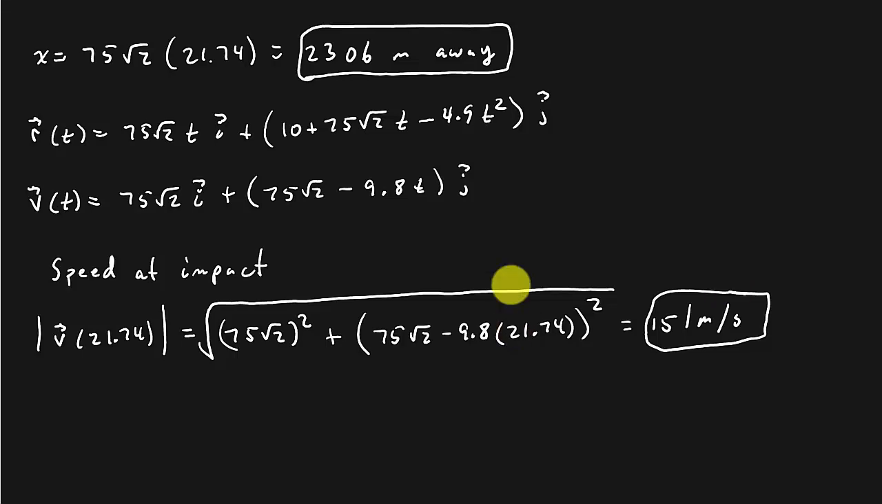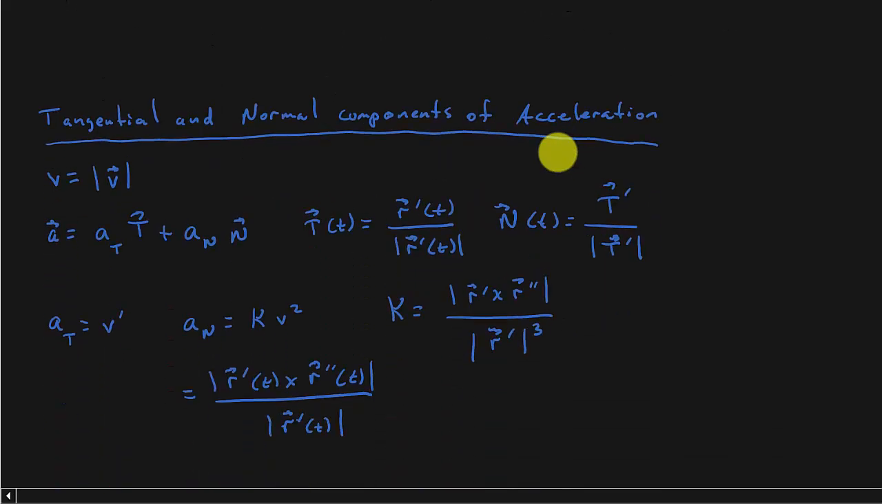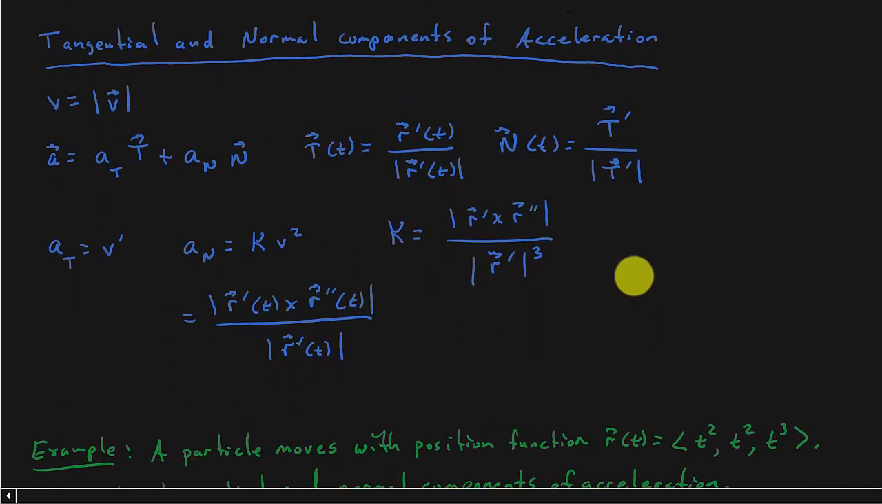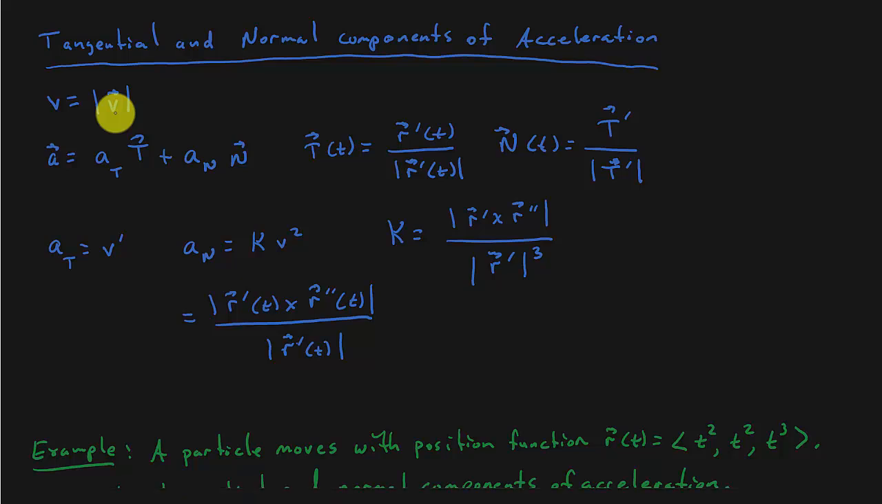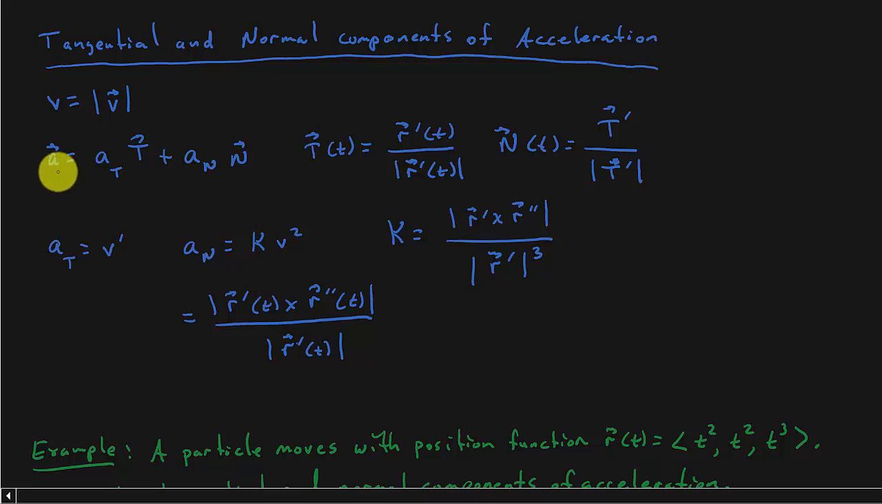All right, so let's look at the next thing. This is the last topic here. We've got this, and then one more example to work, and we will be done. Tangential and normal components of acceleration. We can take the acceleration and break it up into its components. So v is the magnitude of the velocity.